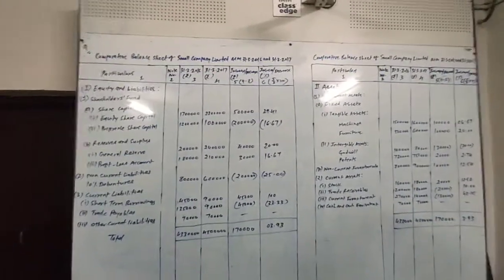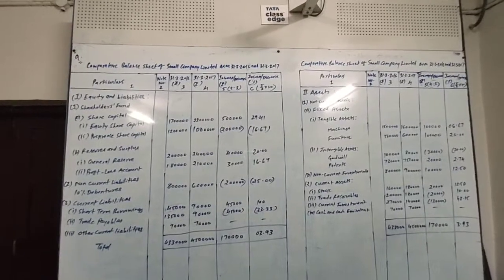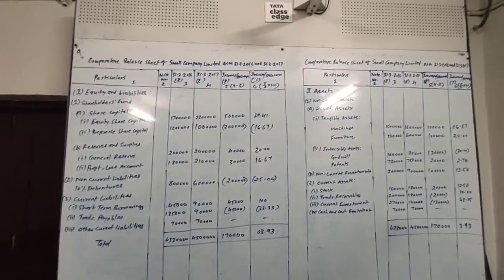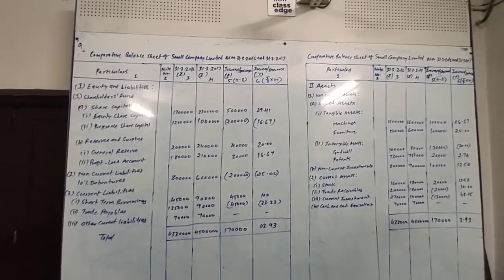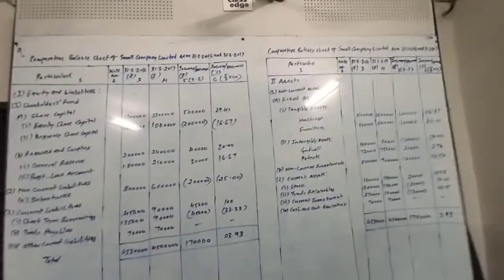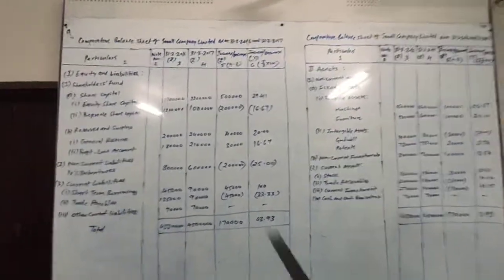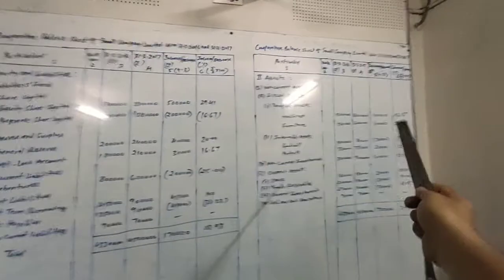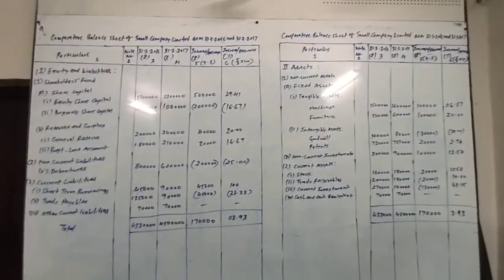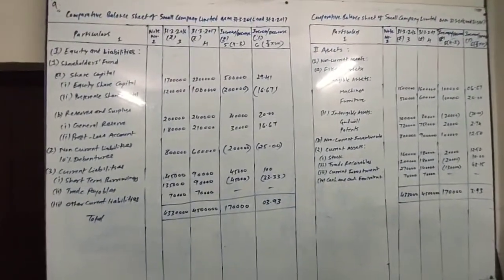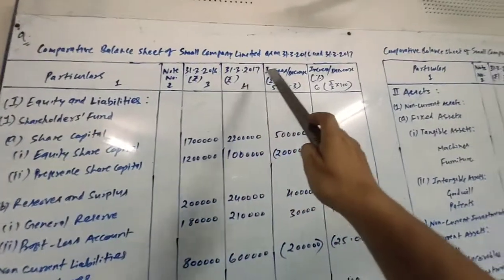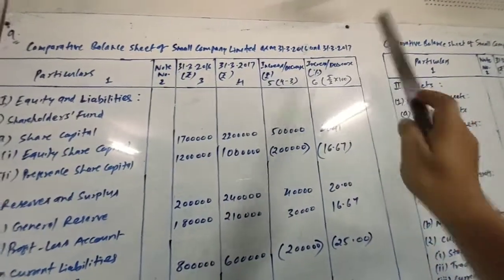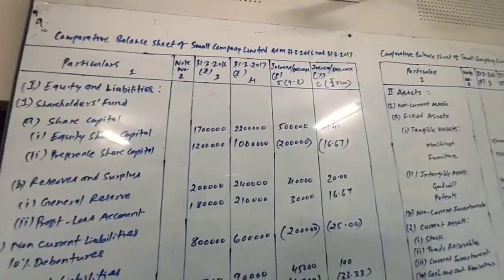So this is our solution. In 2 pages it is done. On one page equity and liability side is taken, and on the second page assets are taken. This is the first page and this one is the second page. Okay, now let us begin with the first page and with the details of the first page. First of all, the heading: comparative balance sheet of Small Company Limited as on 31/3/2016 and 31/3/2017.